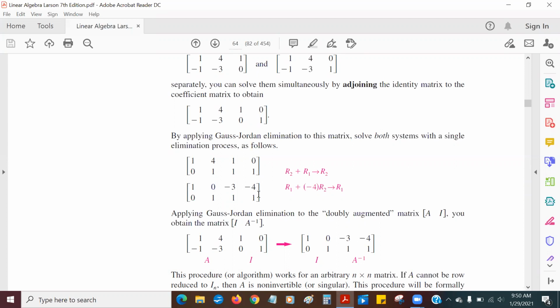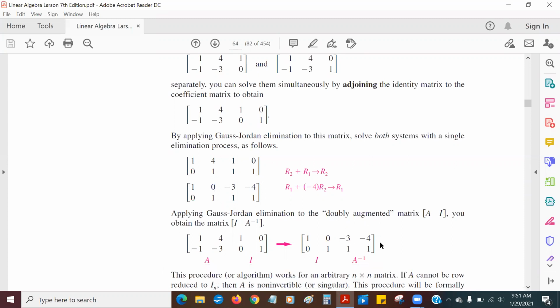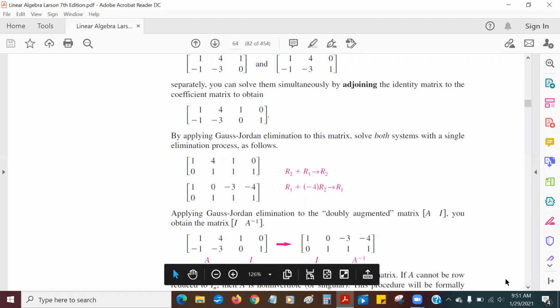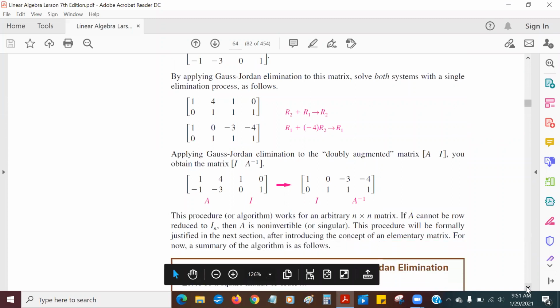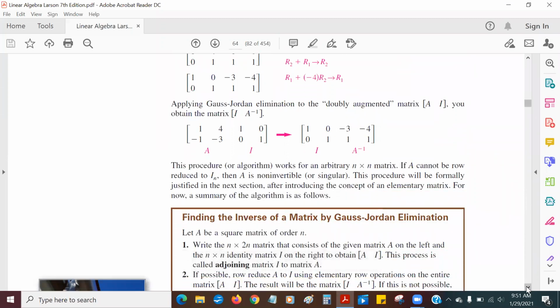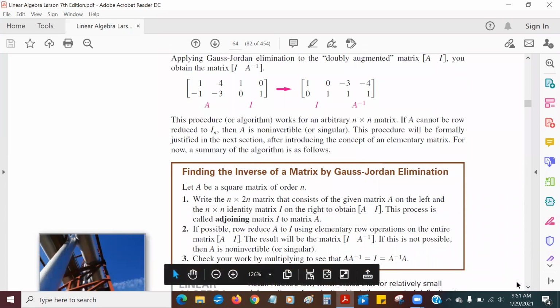Basically, what this means is that this negative 3, negative 4, 1, 1 winds up being the inverse matrix, because of the way I put it. This doubly augmented matrix is basically the way we're going to find that. That's a good way to find an inverse of a matrix, meaning that this fancy thing here is going to make some more sense.